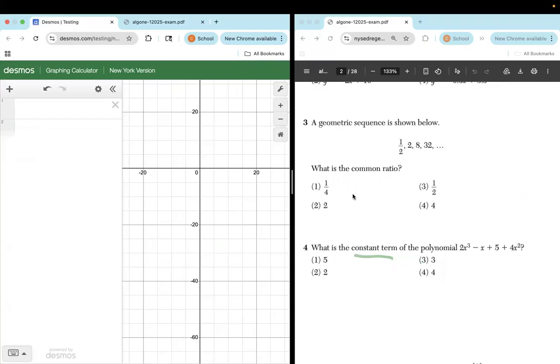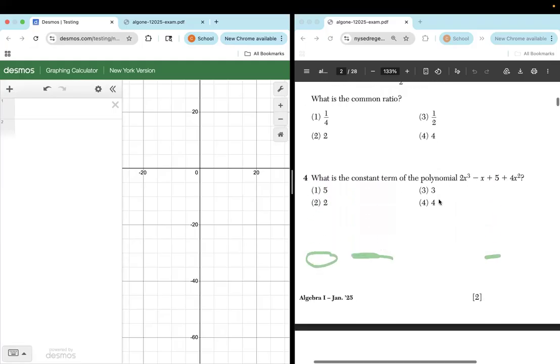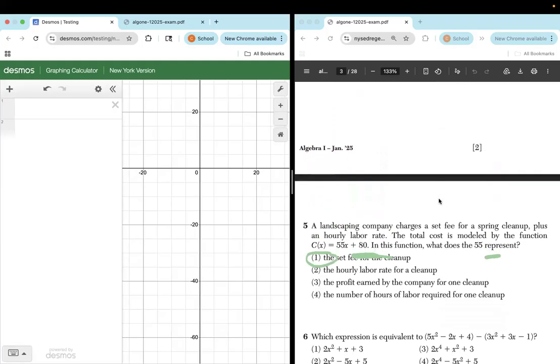The word constant means it stays the same, right? So constant term means there's no variable. Variable means something that can change, so constant is the opposite of that. So the constant term is the one without the variable. In this case, our variable is x. So the constant term here is 5 because there's no x with it. Constant term is 5.